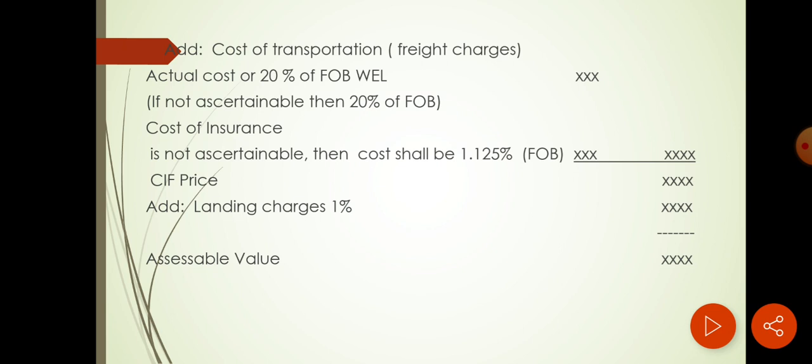With this, we will end the explanation of the chapter on customs duty, and in the next class we'll try to solve some problems on customs duty.